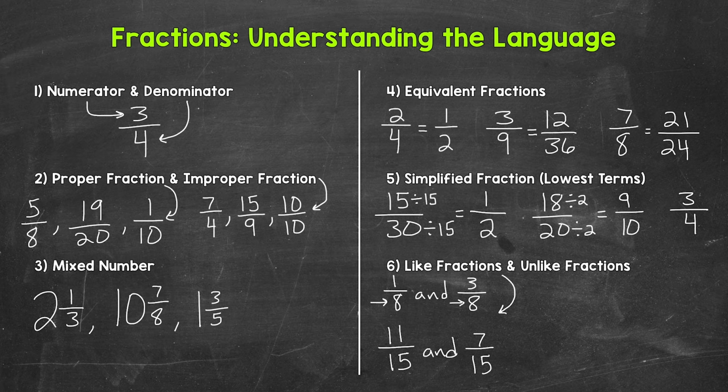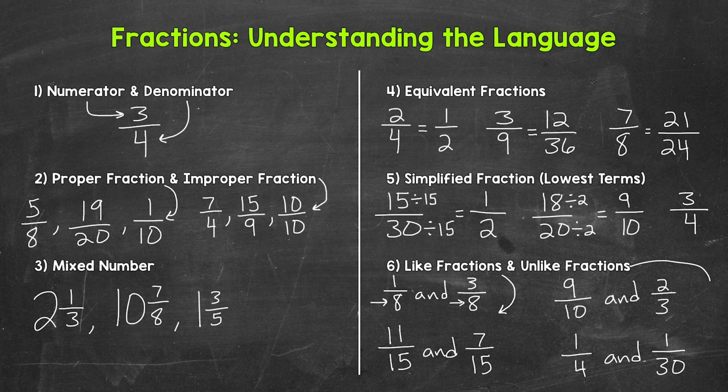Unlike fractions are fractions that do not have the same denominator. So fractions like 9/10 and 2/3, or 1/4 and 1/30. These are examples of unlike fractions.